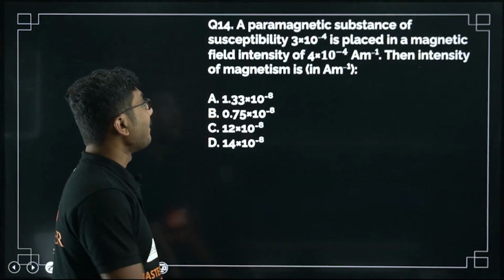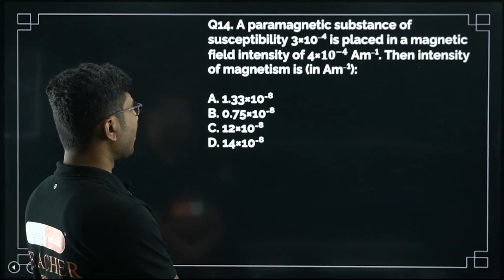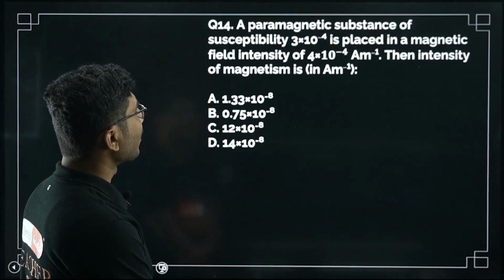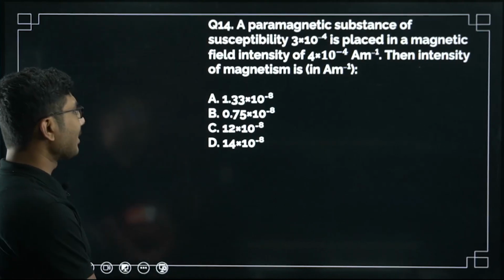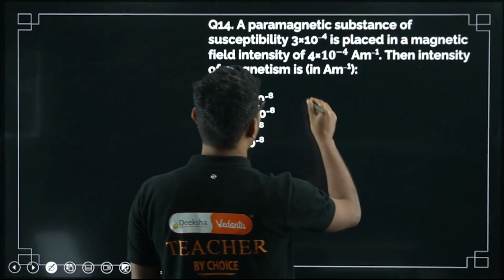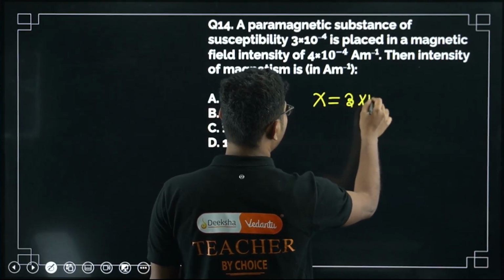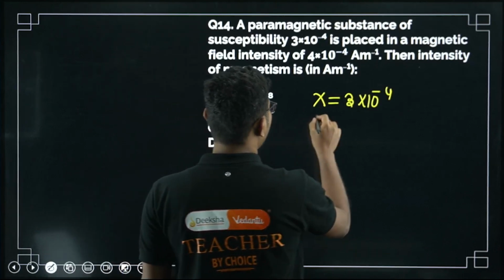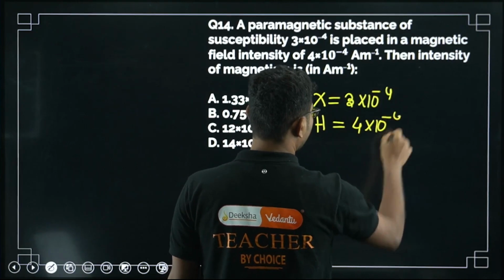Next question. A paramagnetic substance of susceptibility 3 times 10 to the power of minus 4 is placed in a magnetic field intensity of 4 times 10 to the power of minus 4 ampere per meter. Then the intensity of magnetism in ampere per meter is? So what is given? Susceptibility is given, 3 times 10 to the power of minus 4. In a magnetic field intensity of, so H is given, 4 times 10 to the power of minus 4.